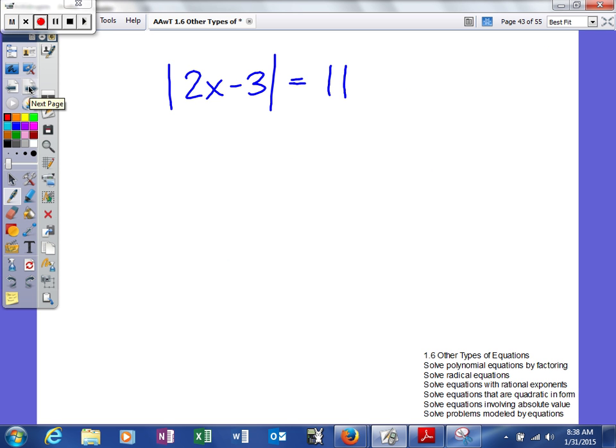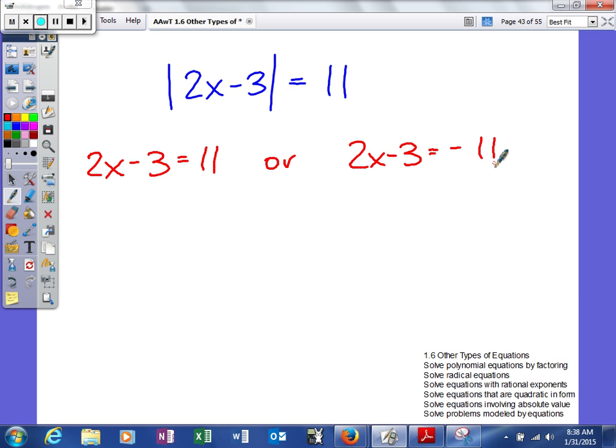An example like this, we're going to use that exact same concept. If you think about just taking this stuff right here and ignoring it, and saying, what can we take the absolute value of that will give us an answer of 11? Well, what's 11 units from 0 on the number line? So what's inside our absolute value could be equal to 11, or what's inside your absolute value could be equal to negative 11.